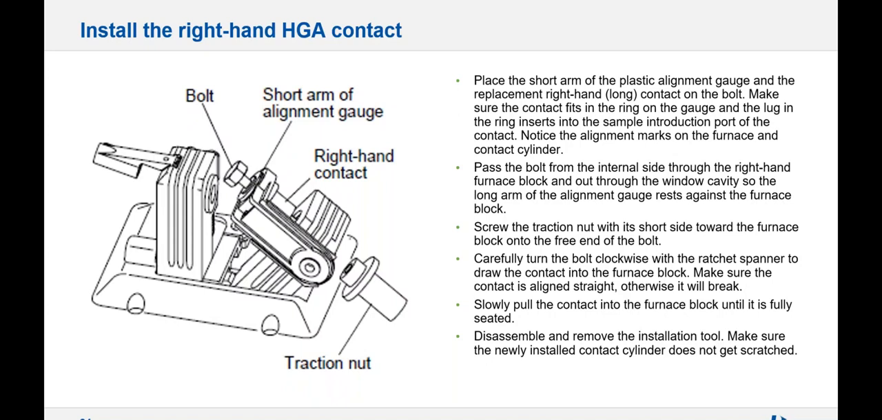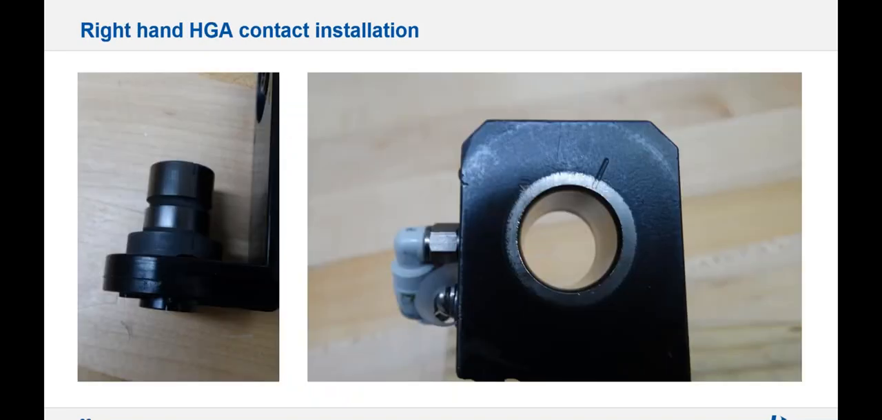Screw the traction nut with its short side toward the furnace block onto the free end of the bolt. Carefully turn the bolt clockwise with the spanner to draw the contact into the furnace block. And again, it's very important that the contact is aligned straight, otherwise you could break it. And then slowly pull the contact into the furnace block until it's fully seated, and then disassemble and remove the tools. And again, be very careful that you don't scratch the new contact cylinder or the coating on the furnace as well.